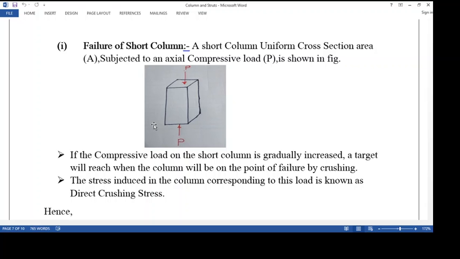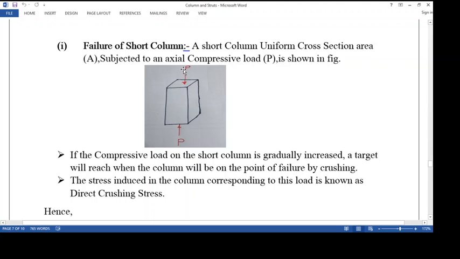Now start the failure of short column. Now see the diagram. This is the axially compressive load. This is the cross section, uniform cross sectional area. Now give the compressive load on the short column. The load will be increased gradually. When the target is reached, the column will fail by crushing.